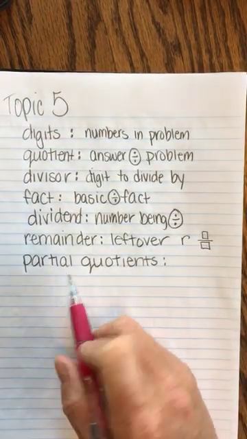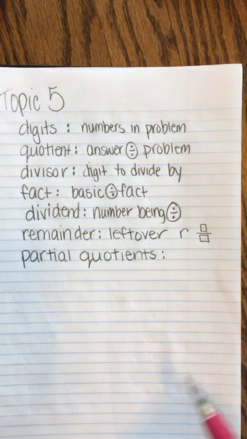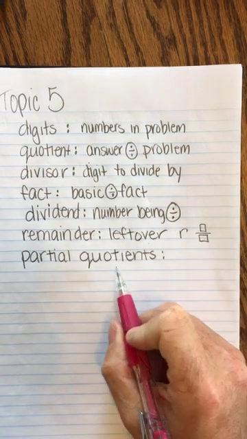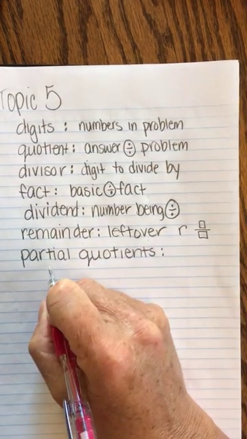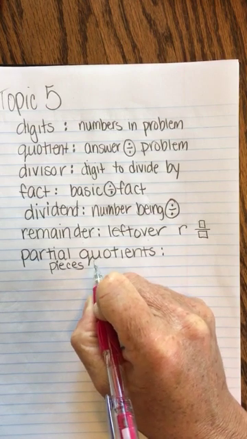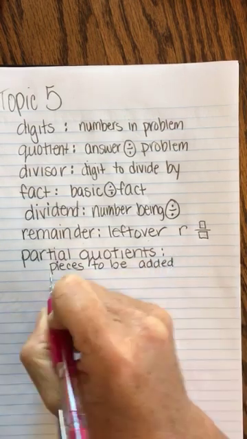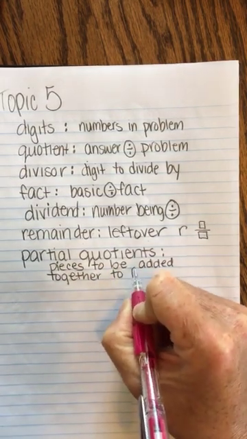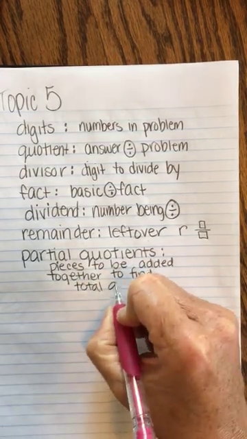Okay, your partial quotients, these are just like partial products, right? When we did the multiplication problems, but the partial quotients will be the pieces of your division problem. Okay, so these are the pieces to be added together to find the total quotient.